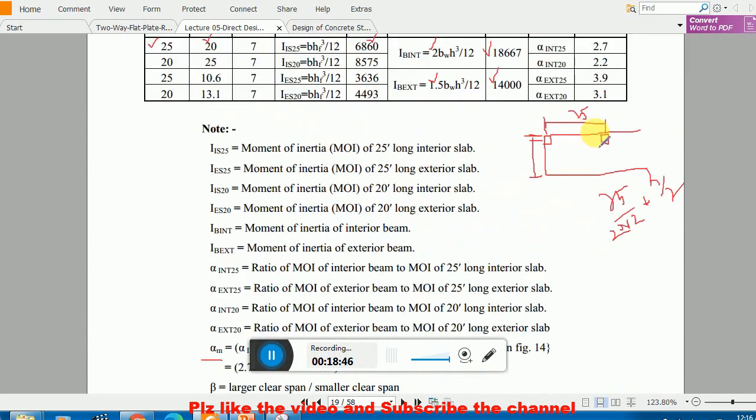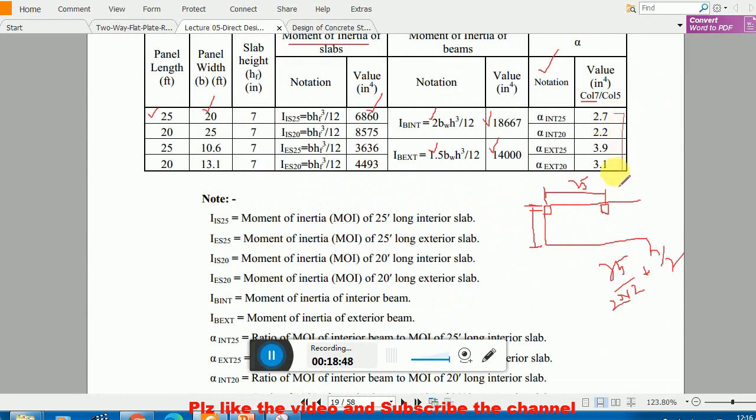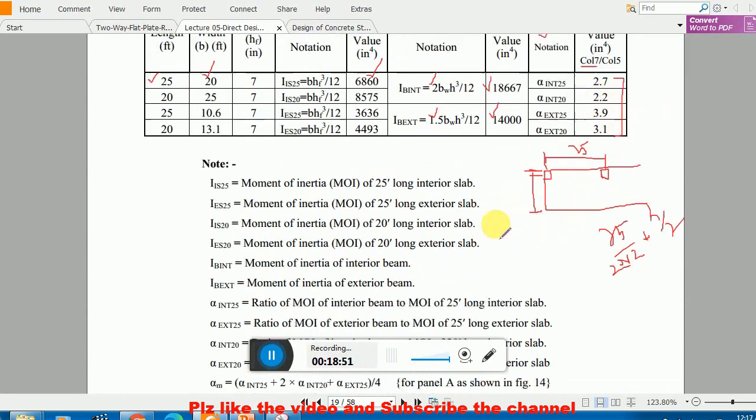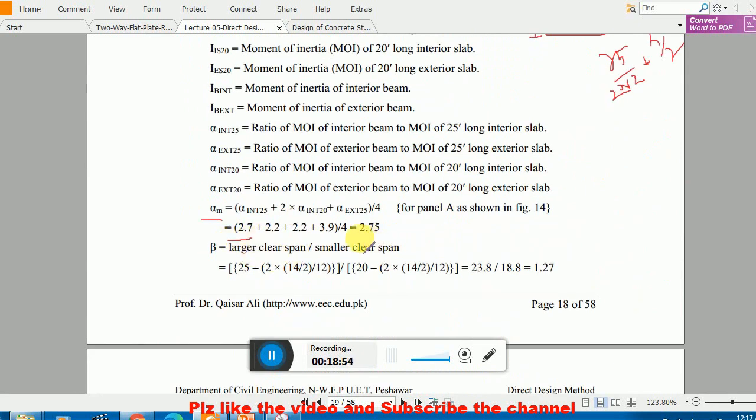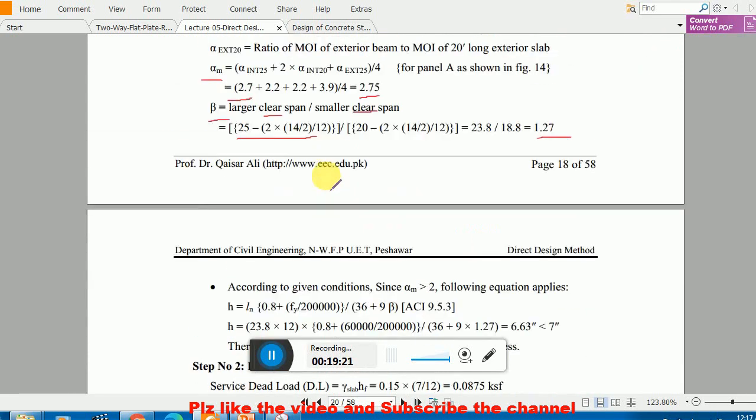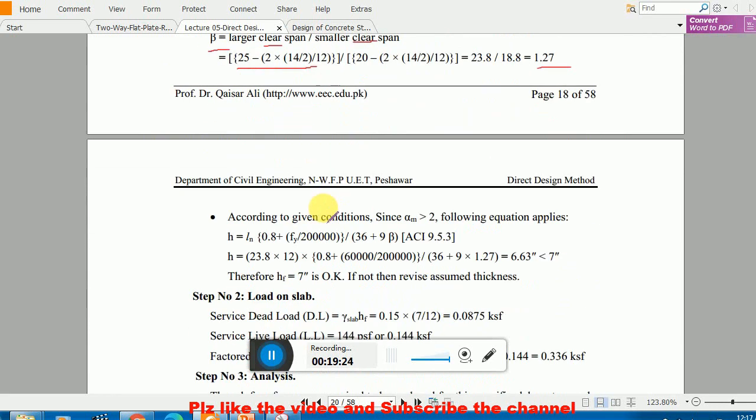Now alpha m, this is important. You have to average these values, 1, 2, 3, 4. So average them, you got your alpha m, that is 2.75. Now what is beta? Beta is the larger clear span to the smaller clear span, and I already explained this in lecture number 3-4, I think, when discussing example number 1. So you don't need to be confused about these values. Dividing by the smaller clear span. Remember, clear spans. This is important. You got 1.27. This is the beta value, and we need these values.